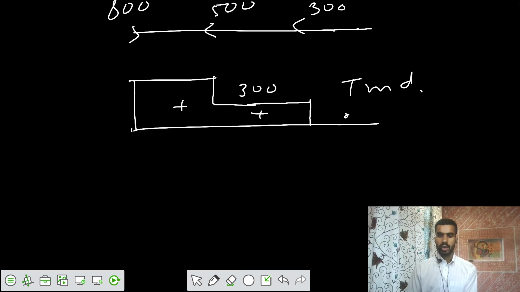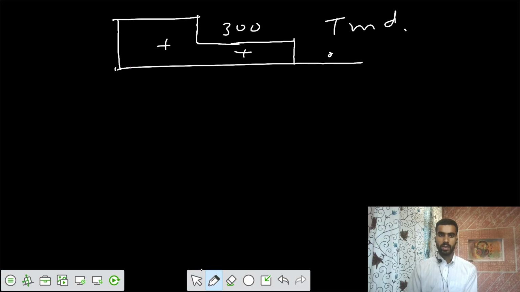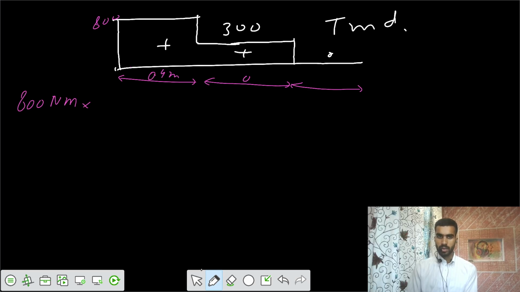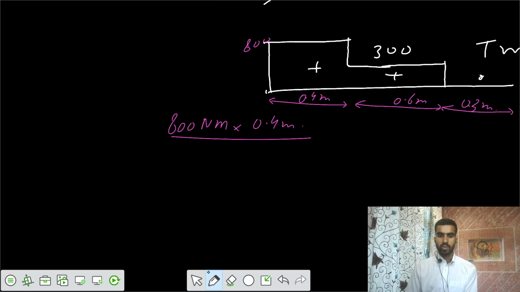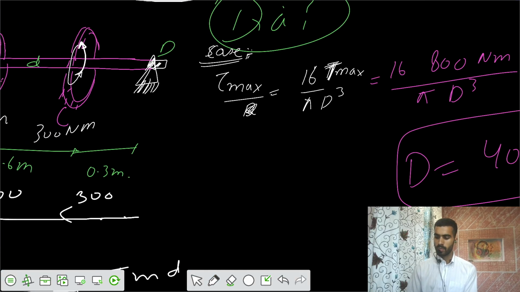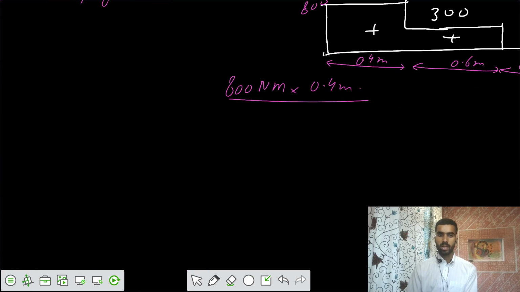So for the first part, I would write that the value of T here was 800 Newton meter, and the length was equal to 0.4 meter. This was 0.6. This was 0.3 meter. So I would write TL by G. G is fixed for the entire section. So the values of G and J are fixed. The value of G is 77 gigapascal. So I can keep that common.